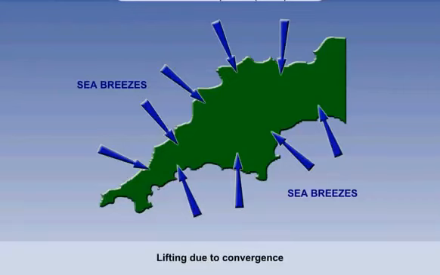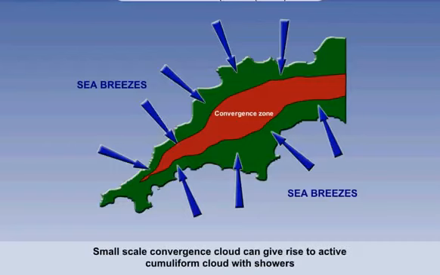Here we see a peninsula on a summer's day, with sea breezes blowing in across all coasts. There is an accumulation of air along the spine of the peninsula, and we say there is convergence along this line. Convergence can happen at any level of the atmosphere, but here we are concerned with low-level convergence.